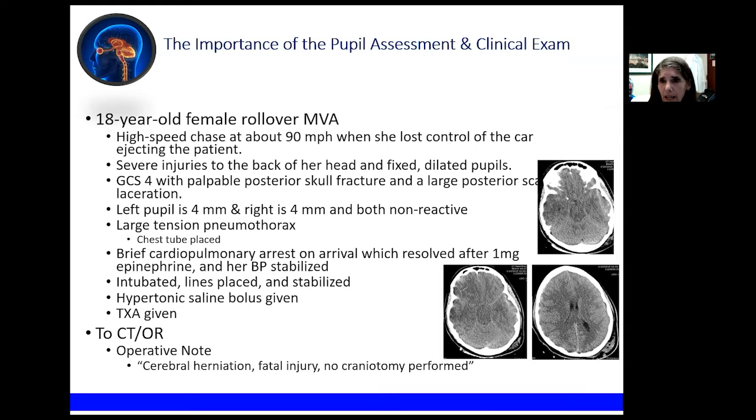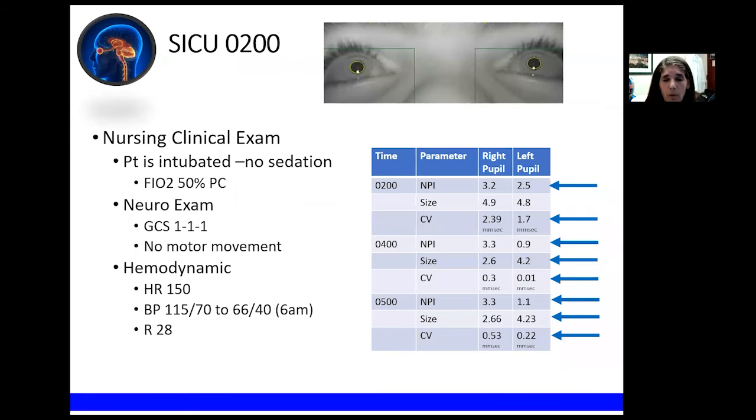She suffered a cardiac arrest. She had CPR. They restored her pulse. She goes to CT scan, and these scans of her brain show a very edematous brain. And so she was taken to the operating room, and the neurosurgeon arrived, and he was going to do a craniotomy and put an ICP monitor in, but he said the patient suffered cerebral herniation. This is a fatal injury. No craniotomy was performed.